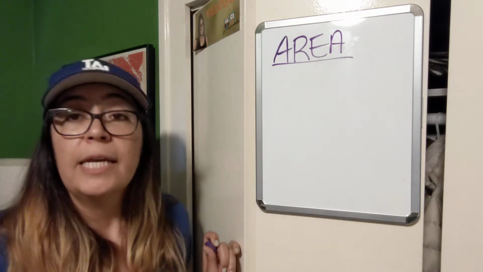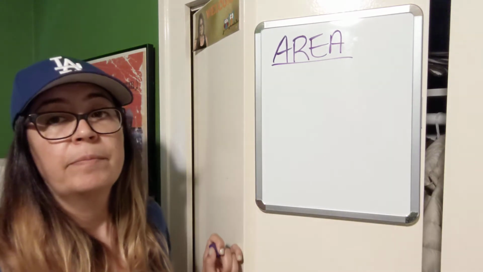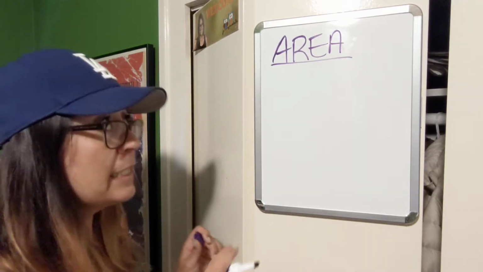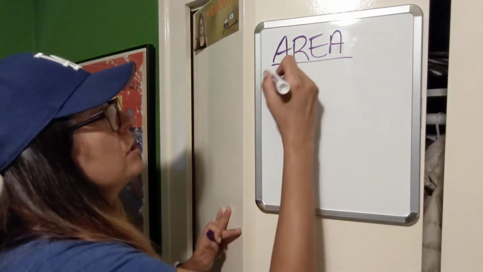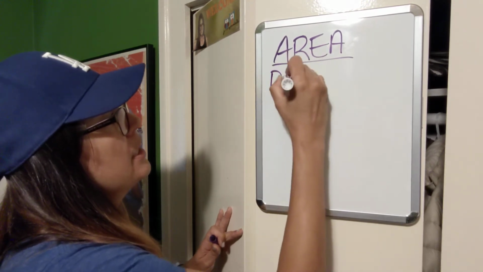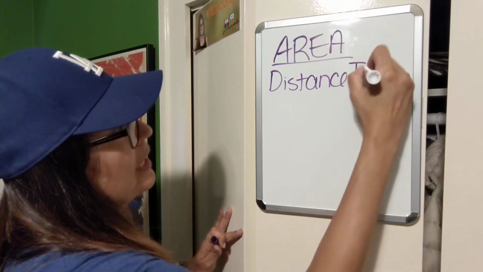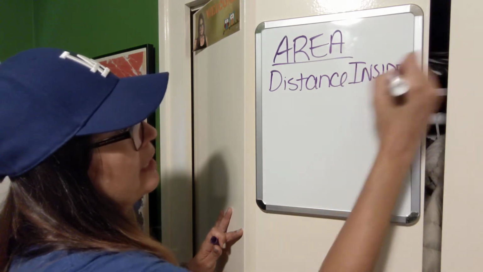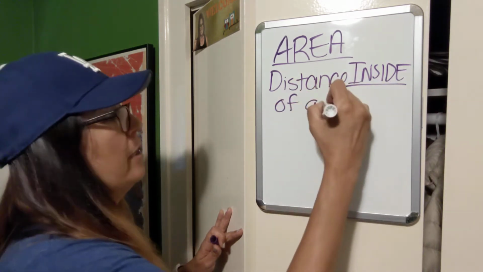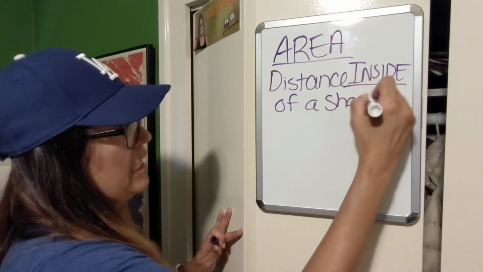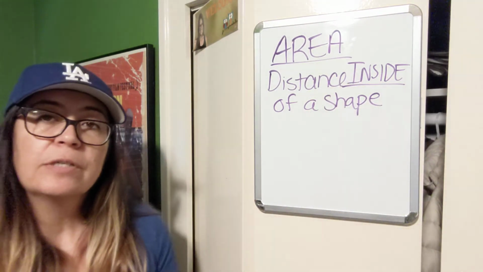Area is related to perimeter, but it's not the same. Area is the distance inside of a shape, not around, inside. So think about this, boys and girls.